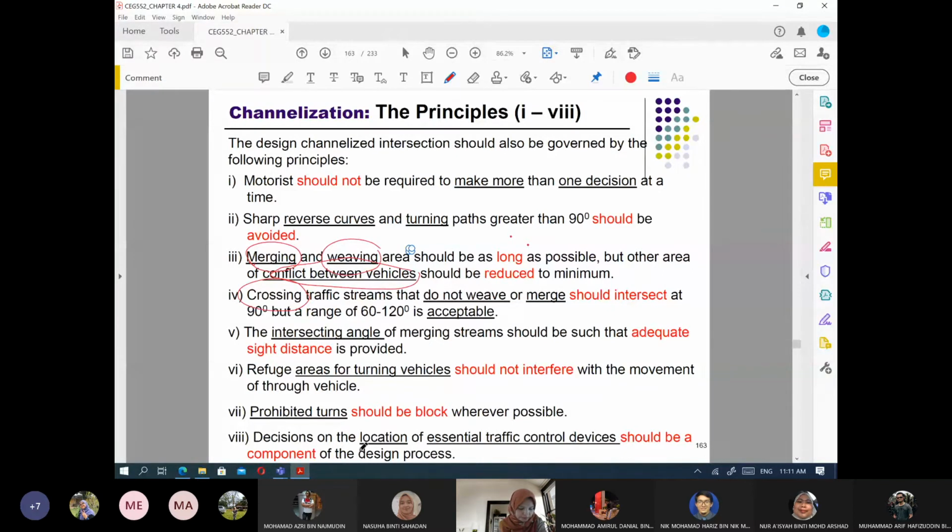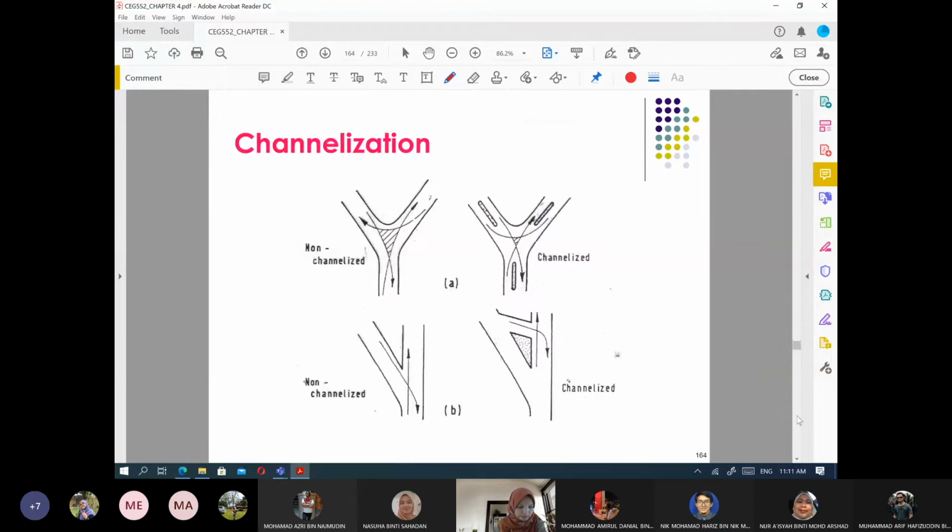Okay. Decision on the location of essential traffic control devices should be a component of the design process. Okay. So you nak letak control device pun sebenarnya part of the design process. The location you nak pilih tu bukan senang-senang boleh letak je, agak-agak suka kat situ letak, no. They must be part of the design process. Okay, so banyak sebenarnya kerja traffic engineer. Okay, this is on channelization.